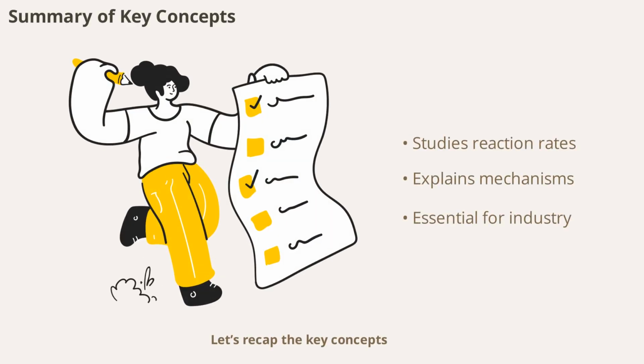Let's recap the key concepts. Chemical kinetics studies reaction rates and mechanisms. Rate laws relate speed to concentration, and factors like temperature and catalysts play major roles. Understanding kinetics is essential for science, industry, and daily life, making it a cornerstone of modern chemistry.